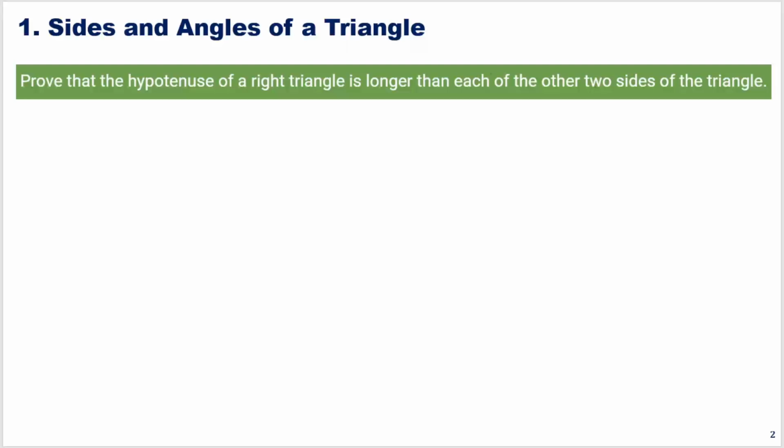First of all, can you prove that the hypotenuse of a right triangle is longer than each of the other two sides of the triangle? Let's start by considering this simple question here. I'll give you 2 minutes to consider this question, and we'll have a look at the solution together, okay?